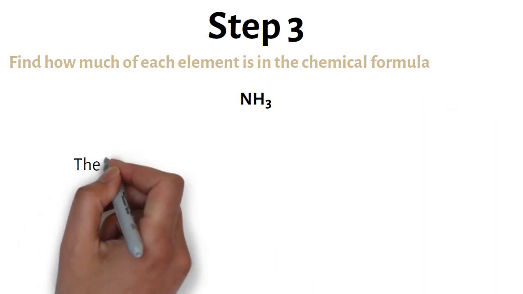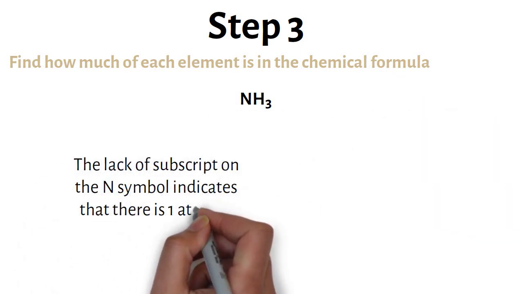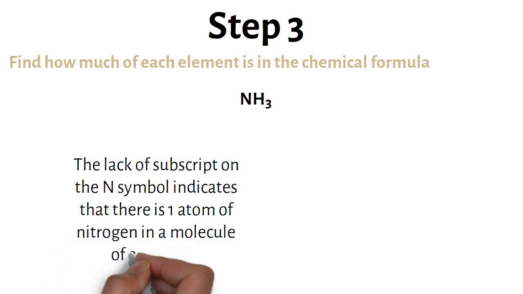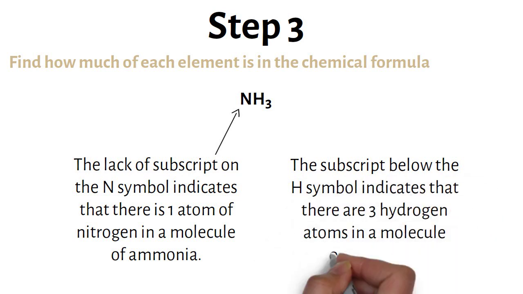Looking at ammonia's chemical formula of NH3, nitrogen has no subscript, therefore only one atom of nitrogen is present in the compound. Because hydrogen has a subscript of 3, it means that there are 3 hydrogen atoms in the compound.